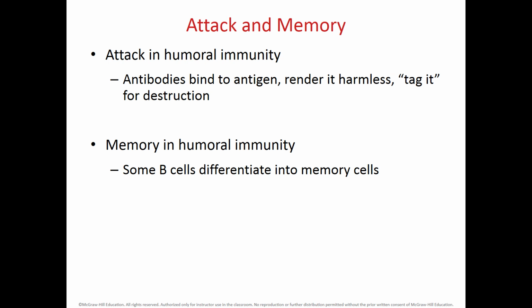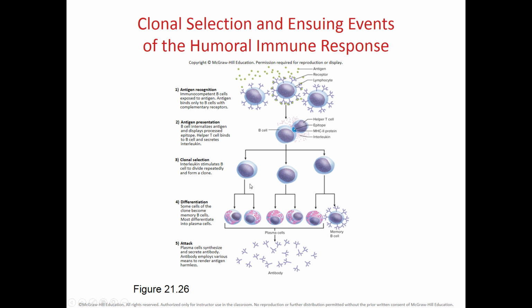So memory and humoral immunity is because you will have differentiation of the B cells into memory cells, similar as for the T cells. So this is what happens then when you get exposed to antigens with the humoral immunity. So you have a bunch of antigens in any body fluid. So you have these cells coated, these lymphocytes coated with antibodies.